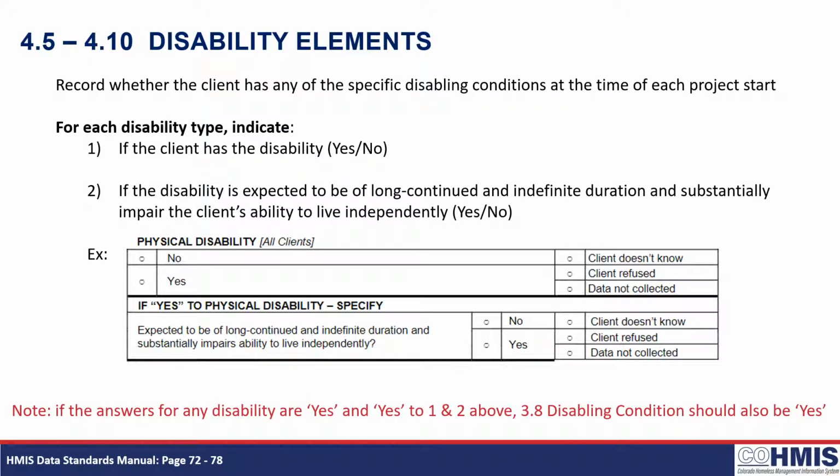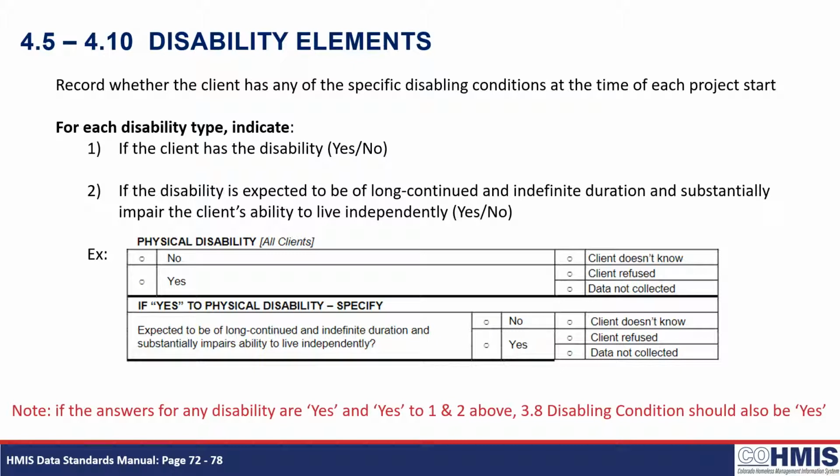If your program does collect the specific disability elements from the previous slide, you're instructed to indicate for each disability type, does the client have the disability, yes or no? If yes, is that disability expected to be of long continued and indefinite duration that will substantially impair their ability to live independently? So if you say no to that second question for each disability type, HUD actually doesn't consider that client to have that disability type.